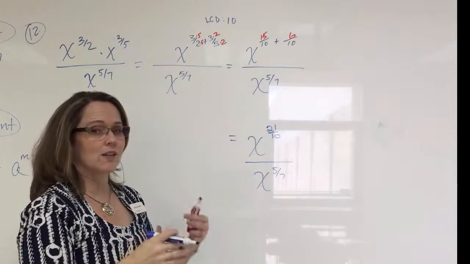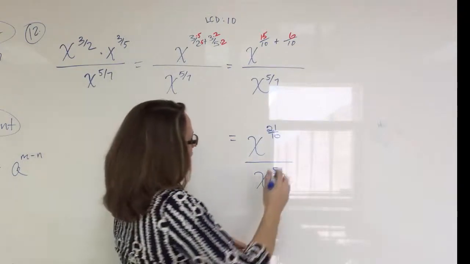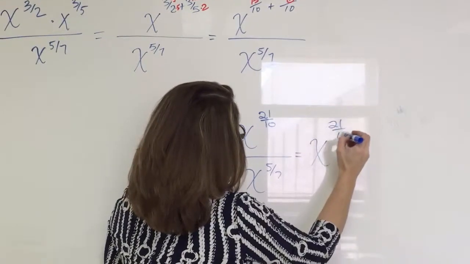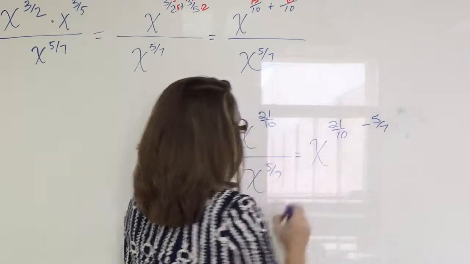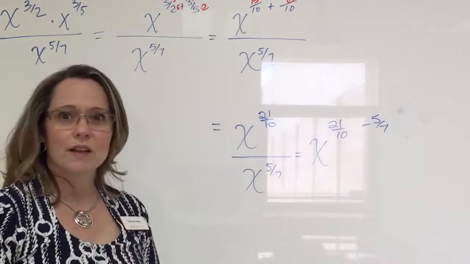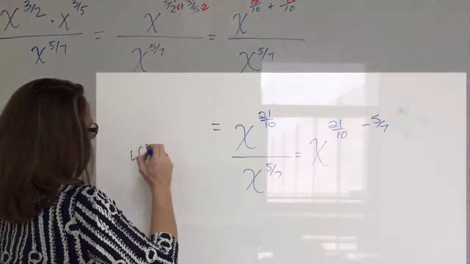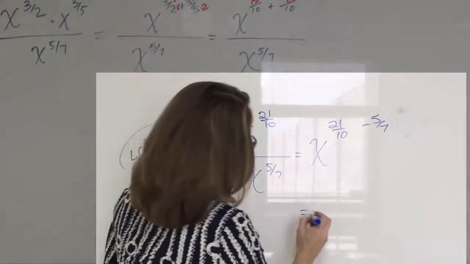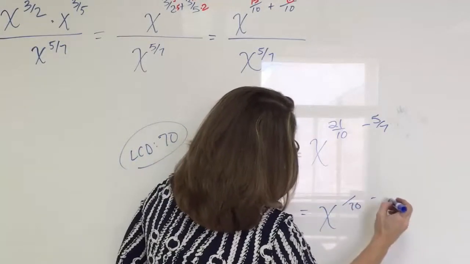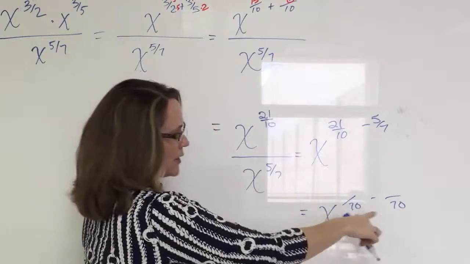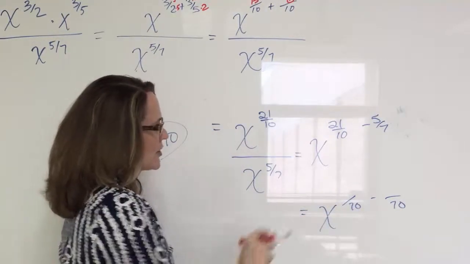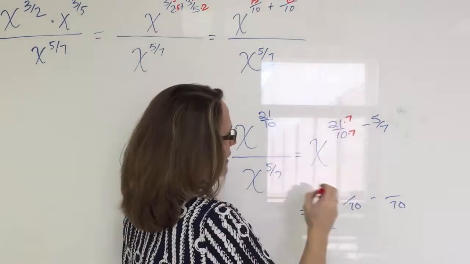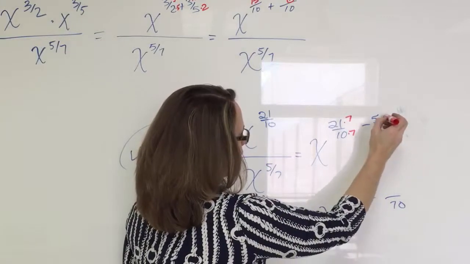What the rule said is that I should take the top power and subtract the bottom power. So I'm going to have x to the 21 tenths minus 5 sevenths. Now guys, for these two, what's the LCD for 10 and 7? Well, my LCD would be 70, which is really big. That's okay, we can make this work. The powers will be something over 70, and you have to go back and ask yourself, if I had 10, what factor do I need to bring on board to make a 70? I would use 7s and 10s.